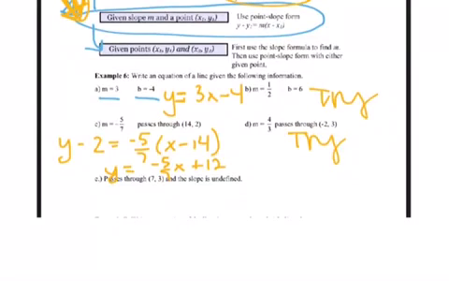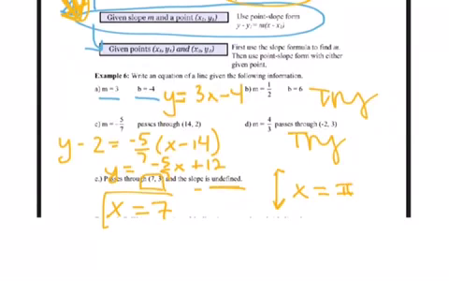We have one that says it passes through this point and the slope is undefined. So if it's undefined, that means it's a vertical line, which we said earlier is x equals a number. Since all we have is the point and the x value is 7, I know that line must be x equals 7.